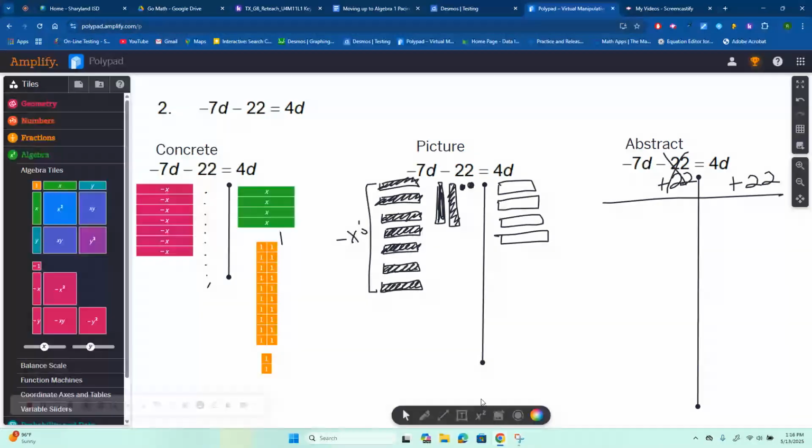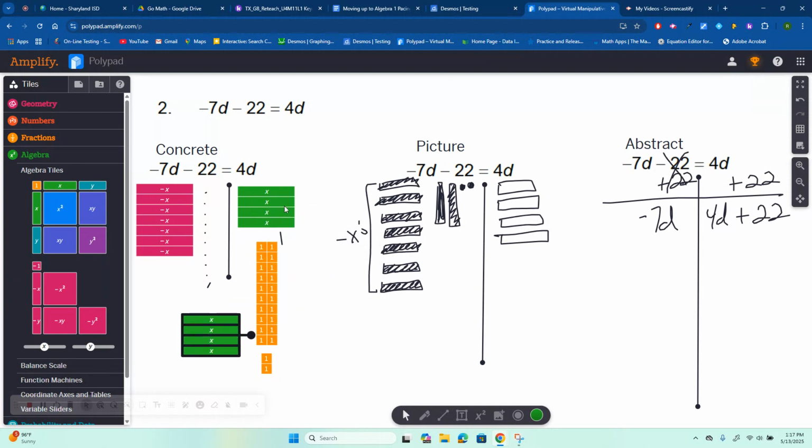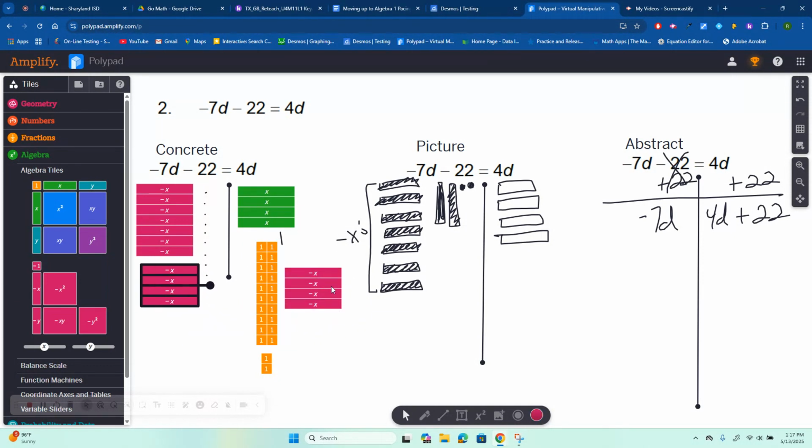See ya. And it's gone on this side, so what do I have on this side? -7D equals 4D plus 22. And that's what I got here. -7x equals 4x plus 22. I don't want this over here. So you make your copy, but I need to make it what? Negative. And when I do it on one side, I gotta do the other.